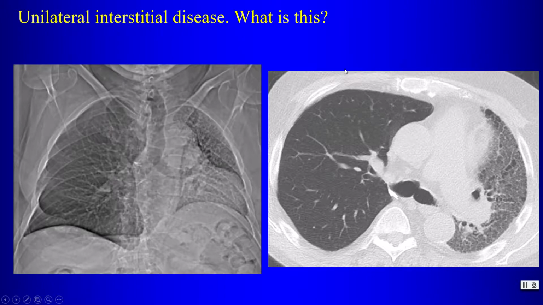Well, this patient has had a lung transplant. So this patient had bilateral interstitial lung disease and had a unilateral lung transplant. So this is the transplanted lung, which is the more normal appearing lung, and this is the native or diseased lung in this particular case.